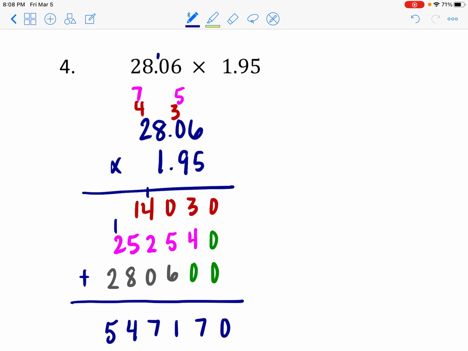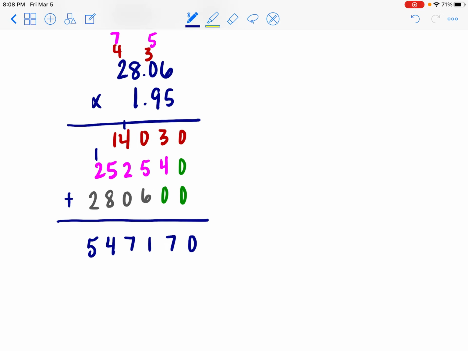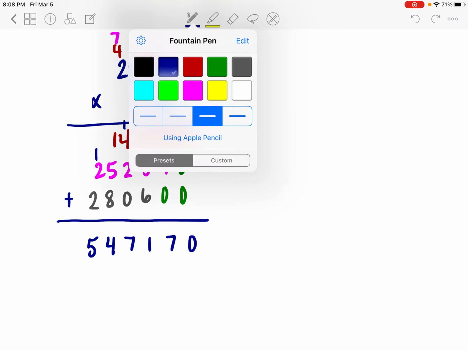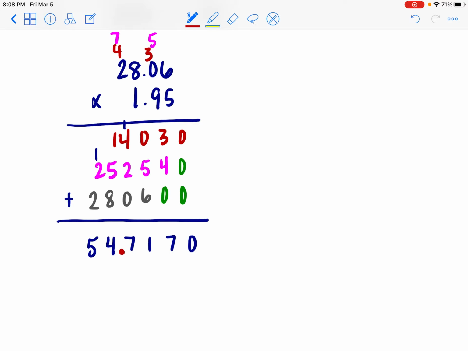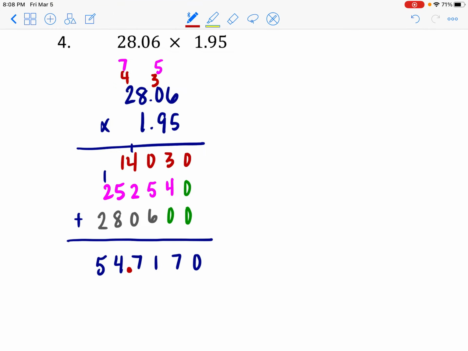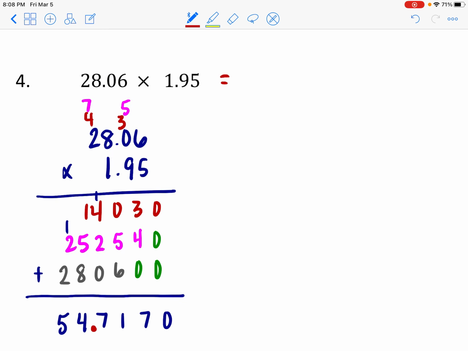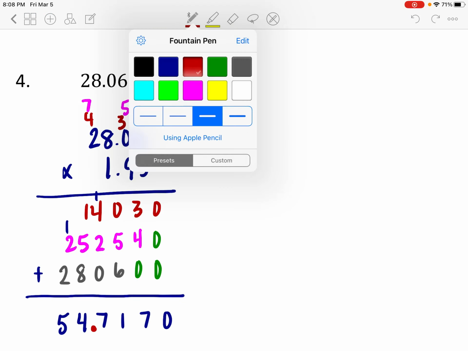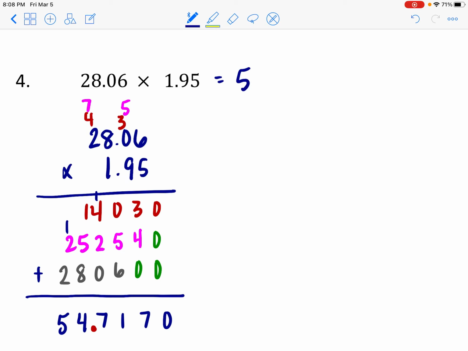Now I have 2 numbers after the decimal here and 2 numbers after the decimal here. So I need 4 decimal places total in my answer. So if I start over here and go 1, 2, 3, 4, 4 numbers after the decimal means my decimal needs to be right there. And we said about 56 for an estimate, and this is pretty darn close, so I think we're right on the right track here.